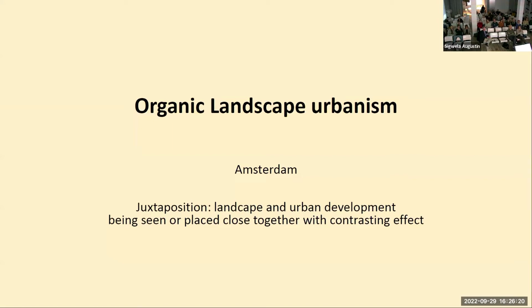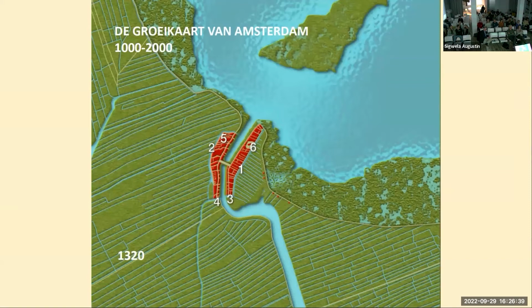Amsterdam is also an example of landscape urbanism, but it's not like Venice, which is an example of integration, where the city follows the rules of the tidal landscape. But Amsterdam has its origins in the Amstel River. They made a dam in the river, and they had to lead the water around the dam.